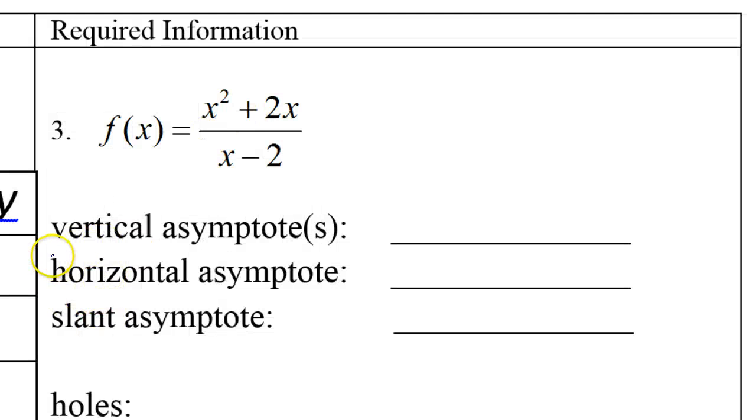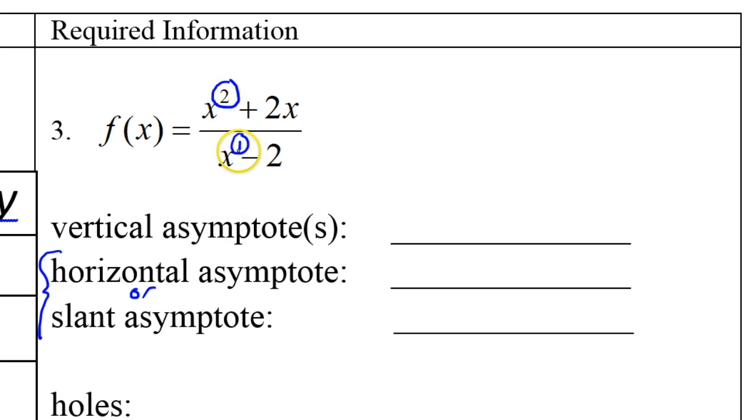Okay, and the first thing I like to do is take care of my horizontal asymptote or slant asymptote. I'm going to say or because you're never going to have both. It's going to be one or the other. They are what you call mutually exclusive. So, it's all about the degree. The numerator has degree 2. The denominator has degree 1.